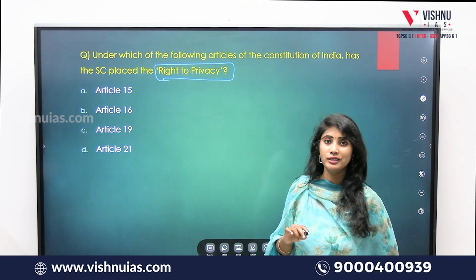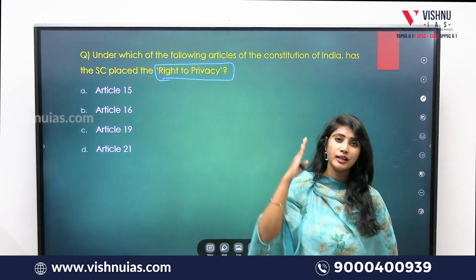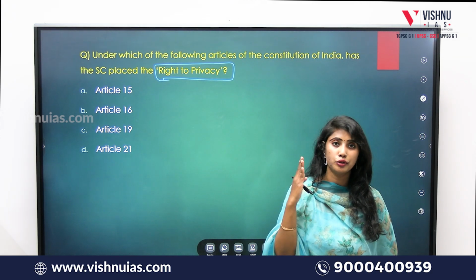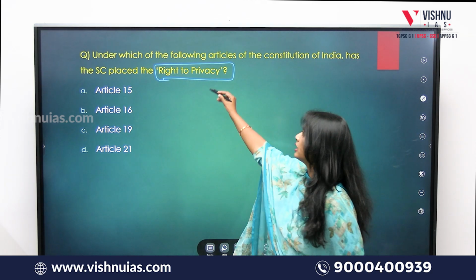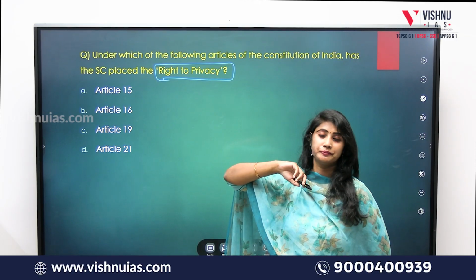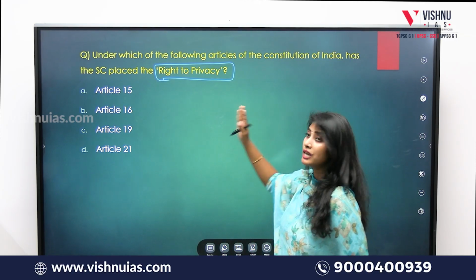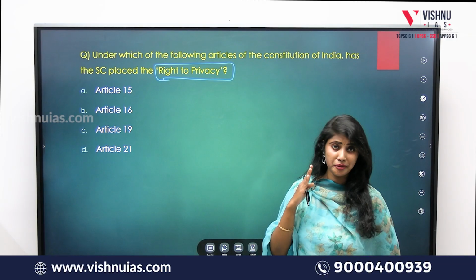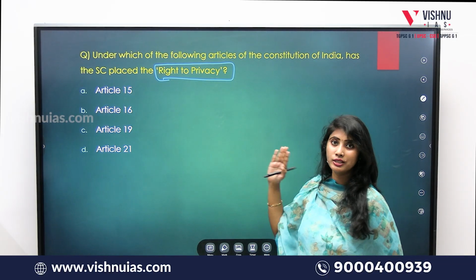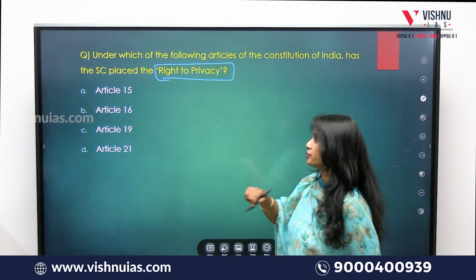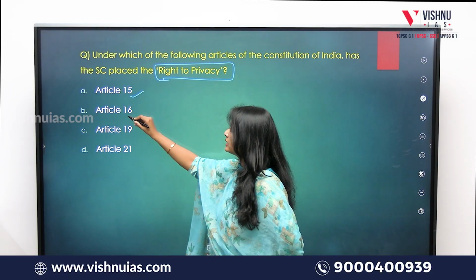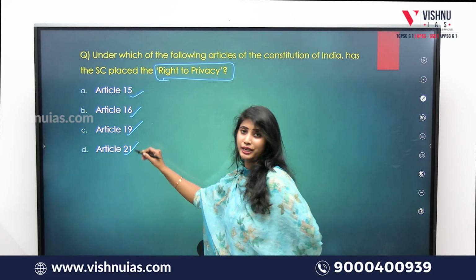Another important question is, the Supreme Court has placed a certain article of the Constitution under the right to privacy. So now the question asks, what is the number of that particular article? That is the question that has been posed over here. What are the options given? Article 15, 16, 19 and 21.